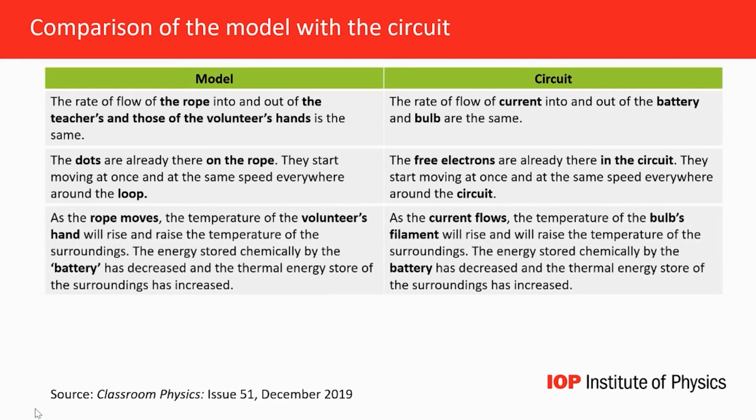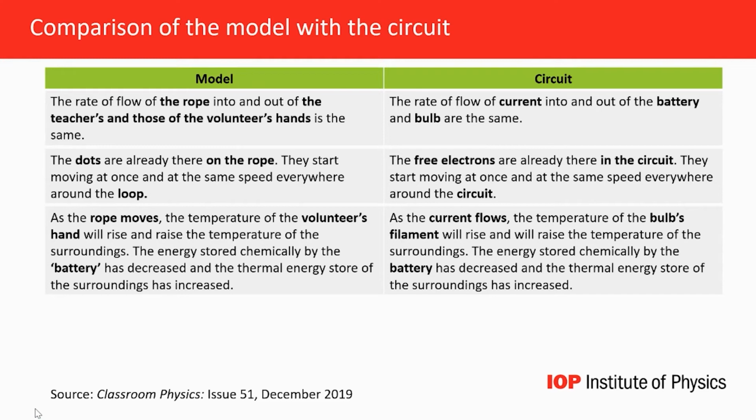Another comparison is that as the rope moves, the temperature of the volunteer's hand will increase and raise the temperature of the surroundings. Also, the energy stored chemically by the battery has decreased, and the thermal energy store of the surroundings has increased. In a similar way for the circuit, as the current flows, the temperature of the bulb's filament will increase and it will raise the temperature of the surroundings. The energy stored chemically by the battery has now decreased and the thermal energy store of the surroundings would have increased.